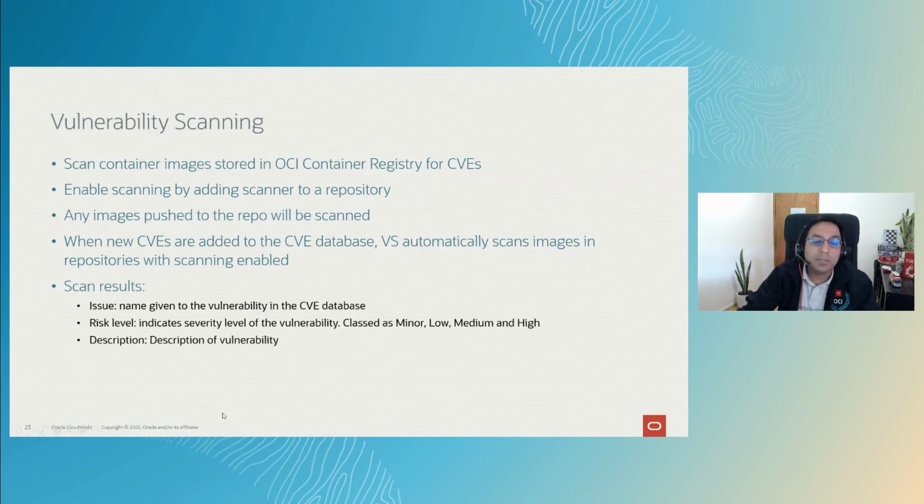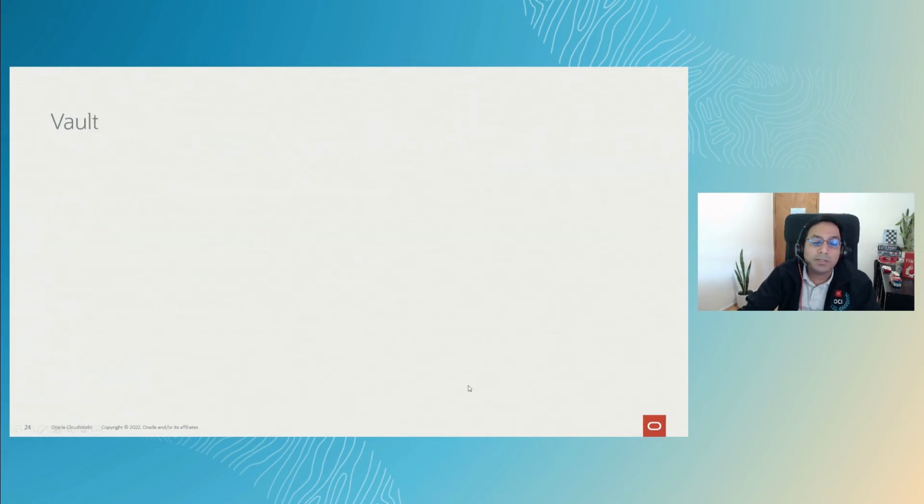The scanning results give you the following. One, the name of the issue, which is the name given to the vulnerability. Then what kind of risk level, and these are classed into minor, low, medium, and high. And then a description of the vulnerability.